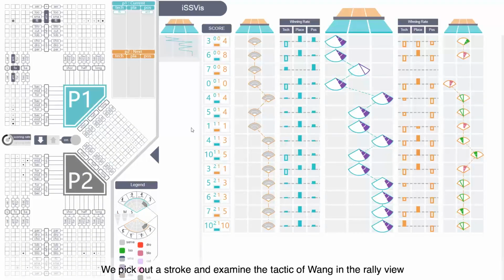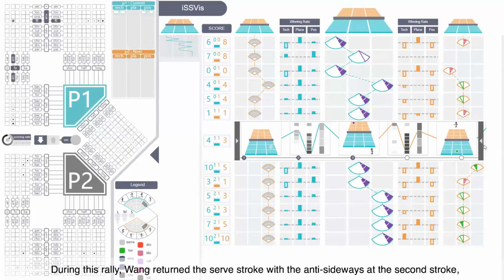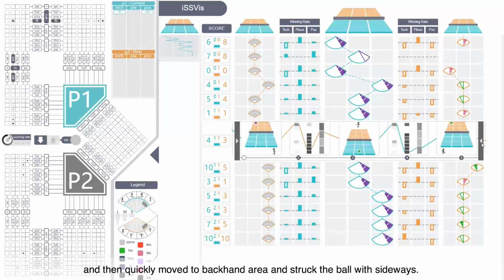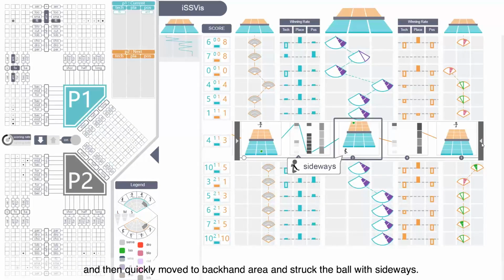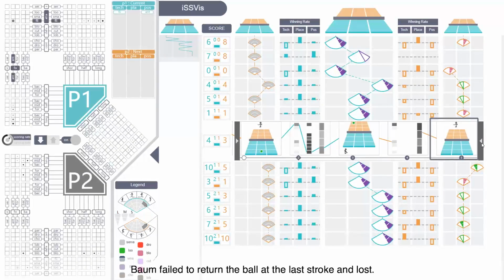We pick out a stroke and examine the tactic of Wang in the rally view. During this rally, Wang returned the serve stroke with the anti-sideways at the second stroke, and then quickly moved to the backhand area and struck the ball with sideways. Baum failed to return the ball at the last stroke and lost.